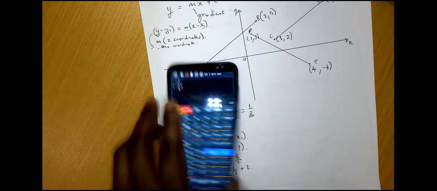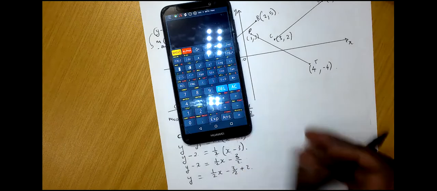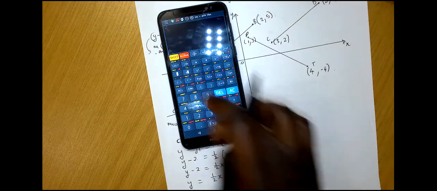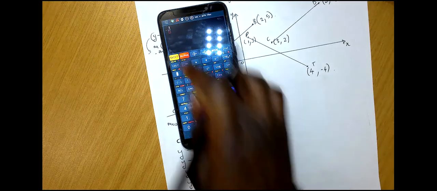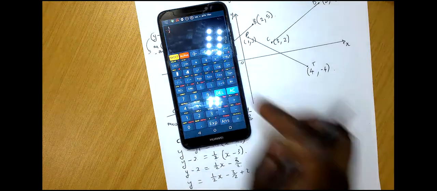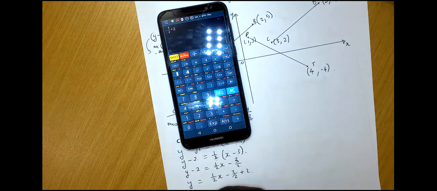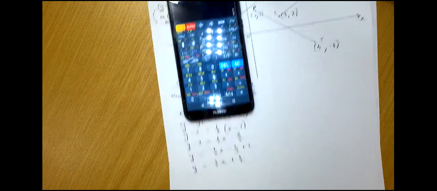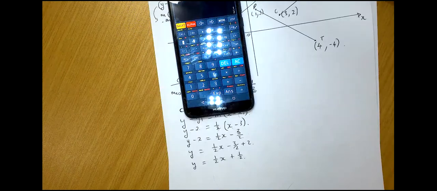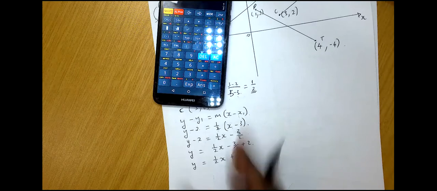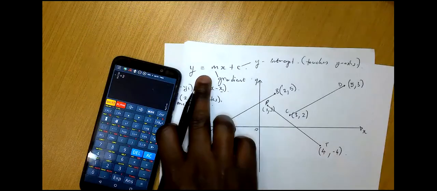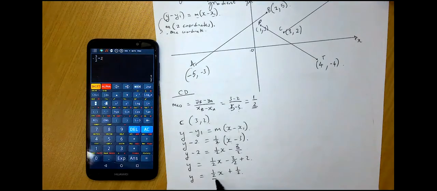Then what do we do now? We calculate that. So we're going to say minus 3 over 2 plus 2. What do we get? We get half. So we're going to say y is equal to half x plus half. Okay, then that's our equation there. Remember, it must be in the form of y is equal to mx plus c. So our m in this case is half.